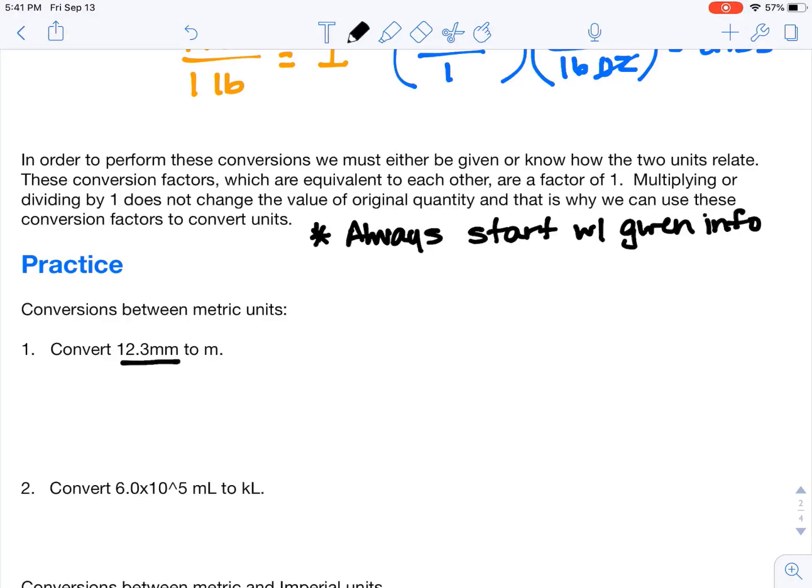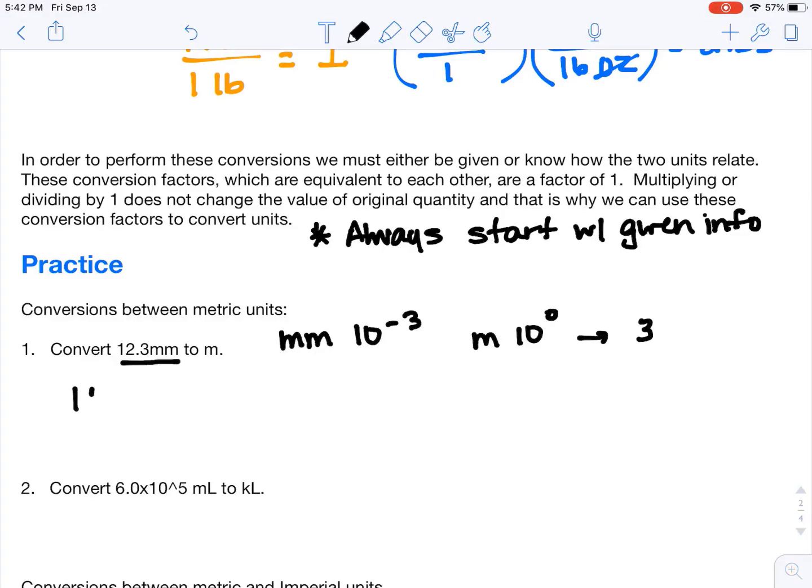So again, as a reminder, when I'm converting between metric units and I'm simply going from powers of 10, I need to know what my powers of 10 are. So millimeters is 10 to the minus 3. Meters, which is our base unit, is 10 to the 0. And I'm looking for the difference between those two numbers, and the difference is 3. Okay, now that's going to be important. We're going to see why in a moment.